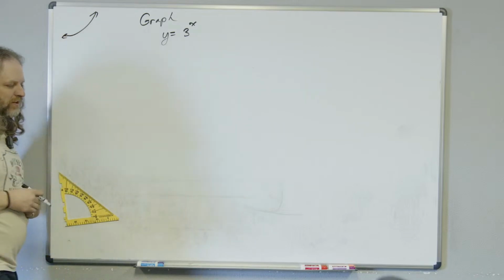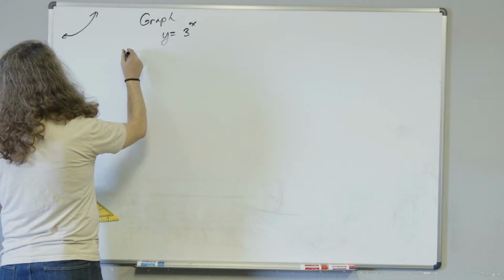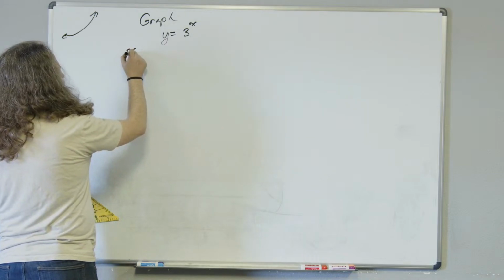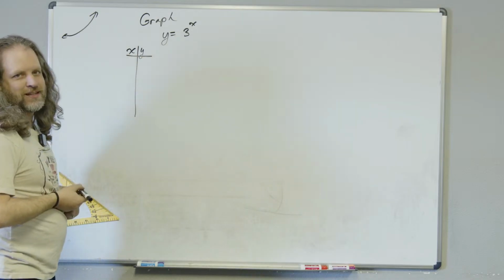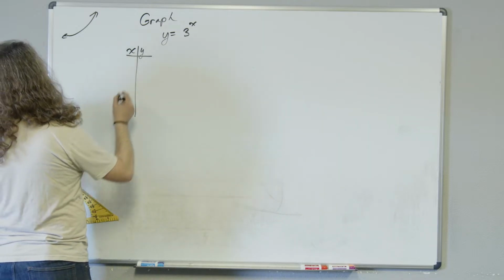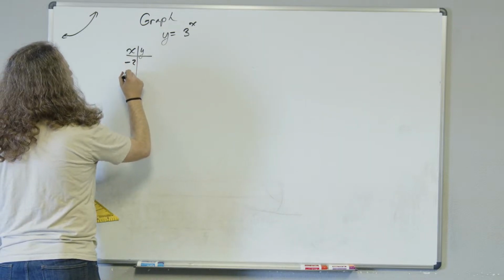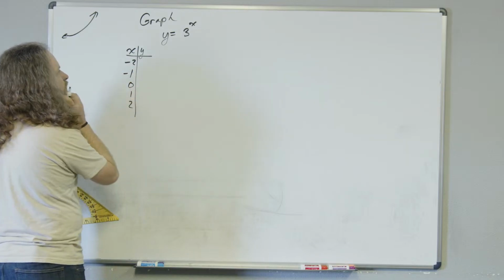So that's what this is going to look like. So here's what we do. We're going to find a table of values, and then we're going to plot points and then connect the dots. Think you can handle it? So let's plug in -2, -1, 0, 1, 2.